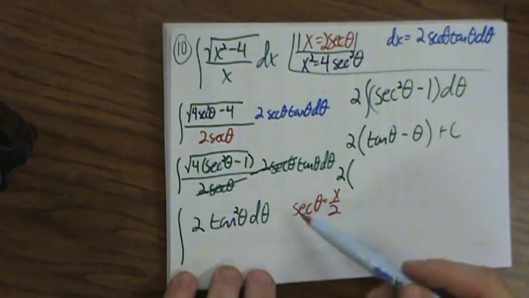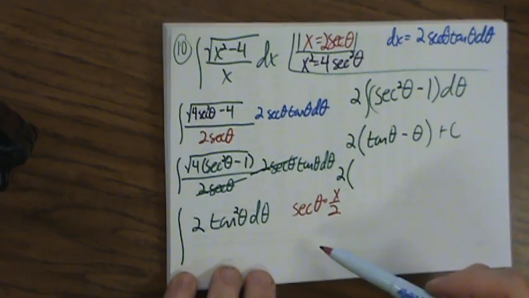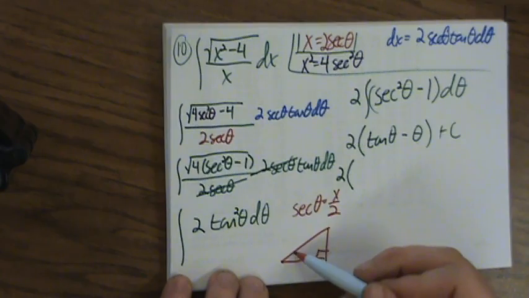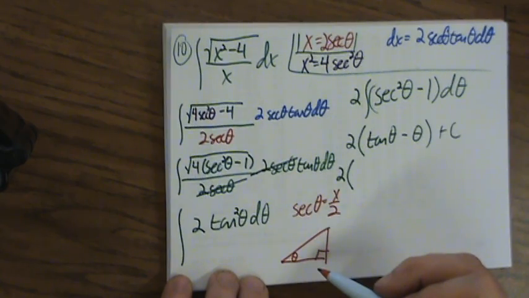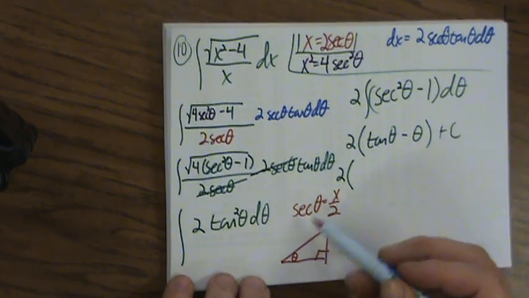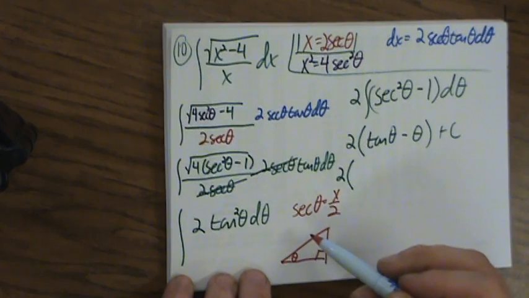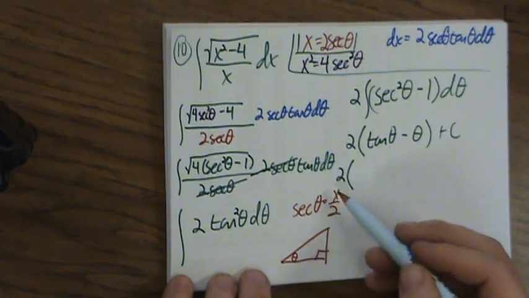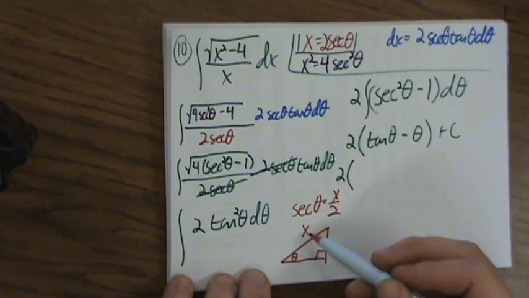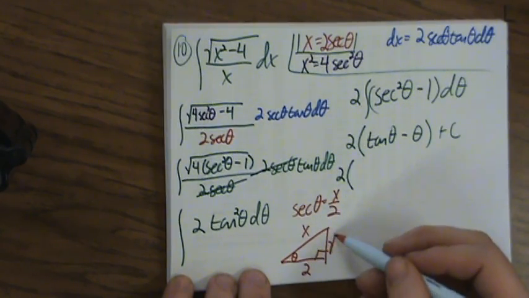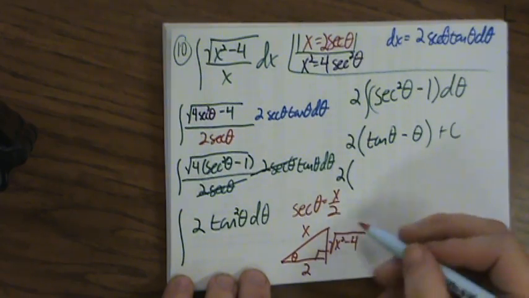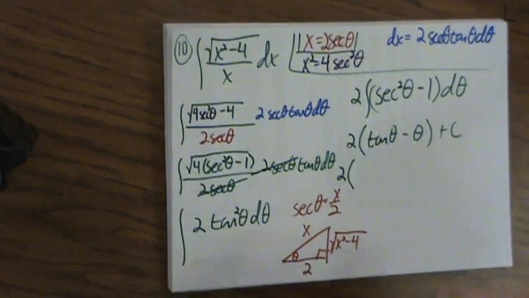So somewhere out there, there's this angle, and it has a secant of x over 2. I'll show you that angle. It's right here. It has a secant of x over 2. What's the secant? It's the reciprocal of the cosine. The cosine is adjacent over hypotenuse, so the secant must be hypotenuse over adjacent. What's this side then? Well, it's going to be the square root of x squared minus 4, if we use the Pythagorean theorem to find that.